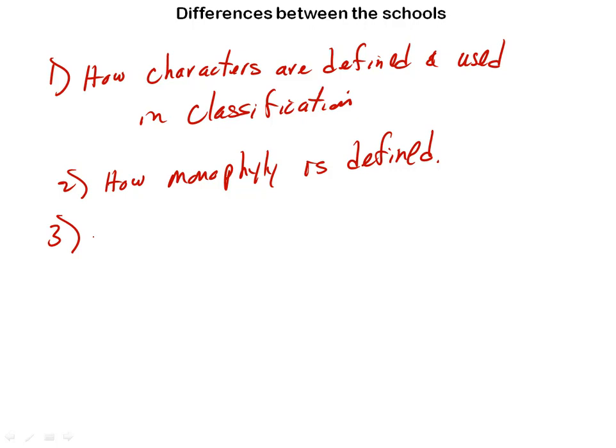Third, a really strong difference between the different schools is how they used fossils. I'm going to say the treatment of fossils. Now, this one's probably going to seem the strangest of all these three to you, because it just seems completely obvious that fossils must be the ancestors of extant organisms that exist today. It's not that obvious. That isn't quite as obvious as you might think.